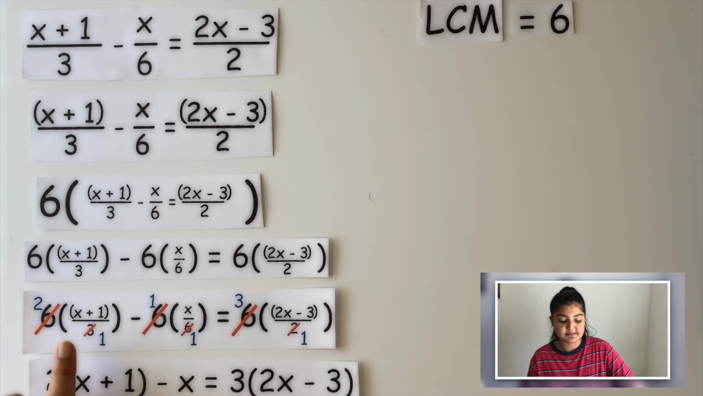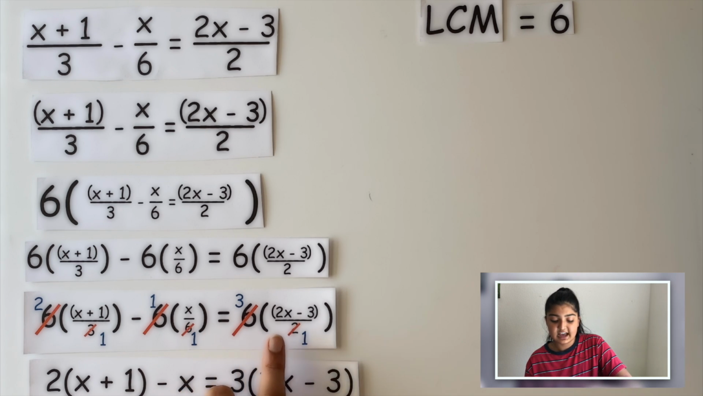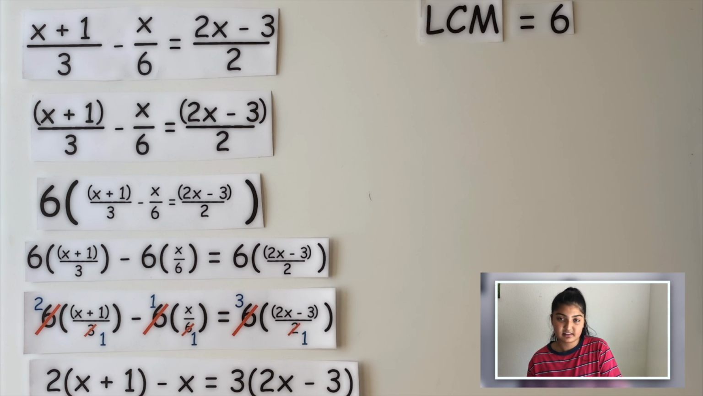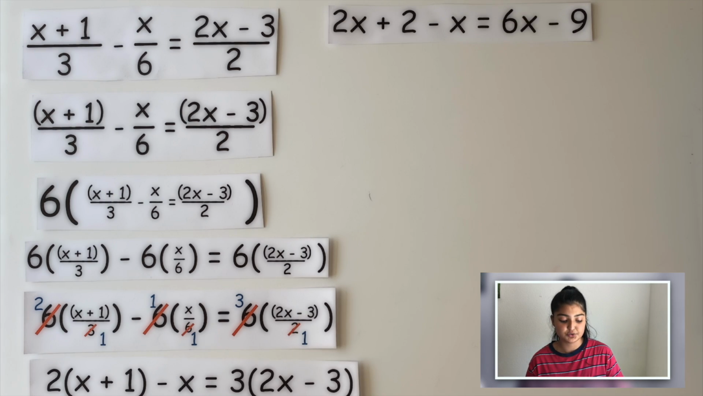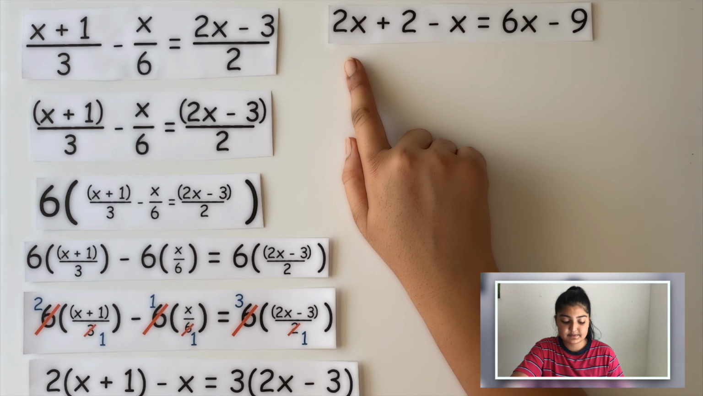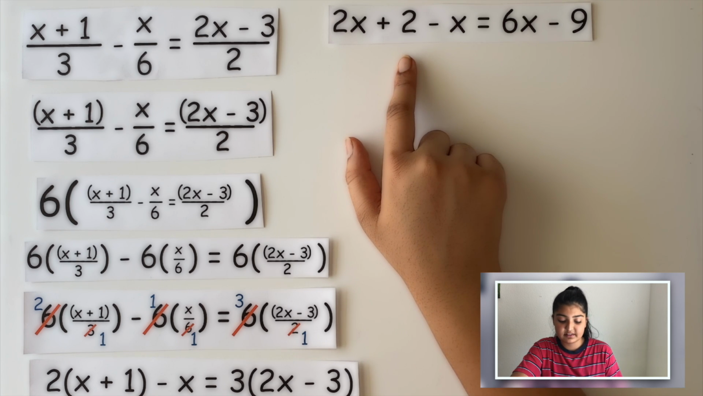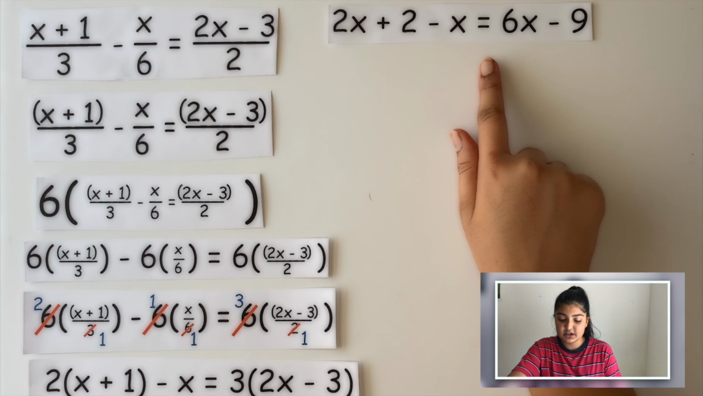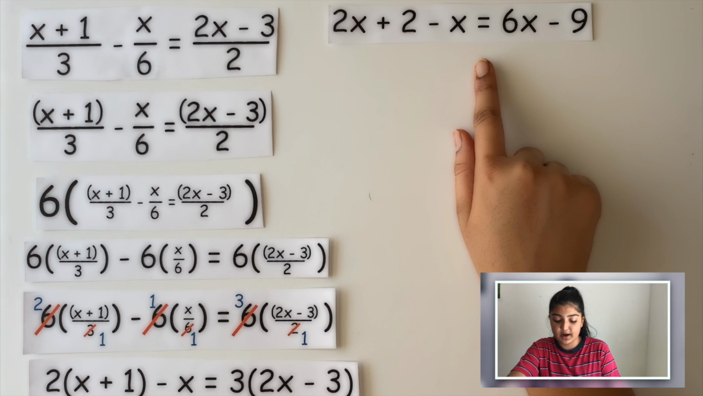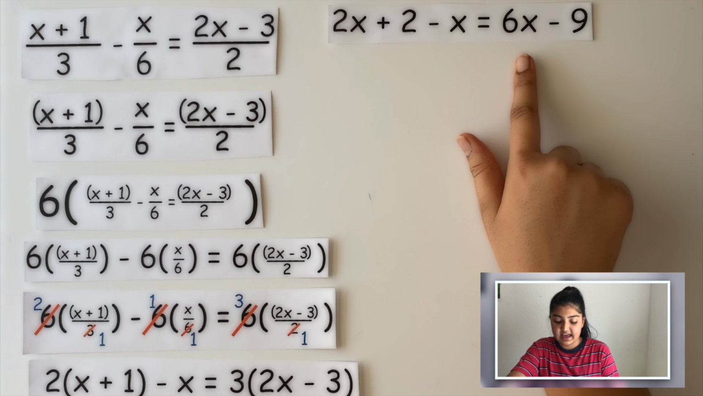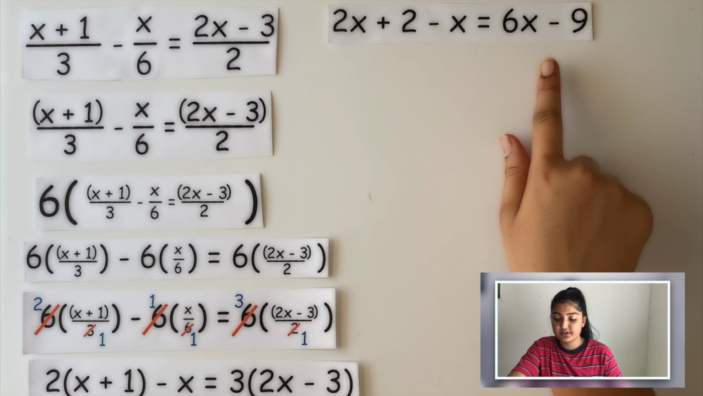2 times x plus 1 minus 1 times x, which is simply minus x, is equal to 3 times 2x minus 3. Now, let's distribute everything inside the parentheses. 2 times x is 2x, plus 2 times 1 is 2, minus x is equal to 3 times 2x, or 6x, and 3 times negative 3, which is negative 9.